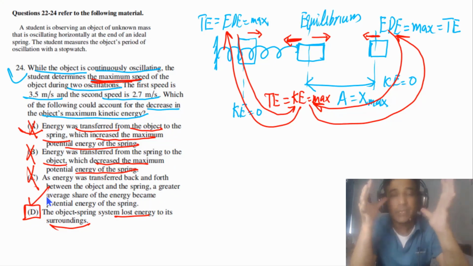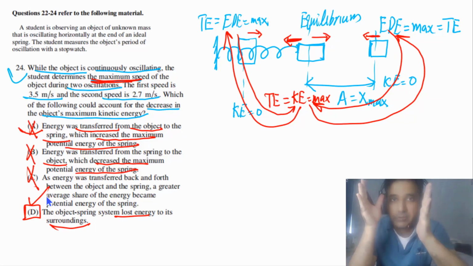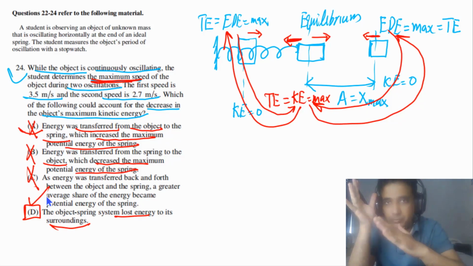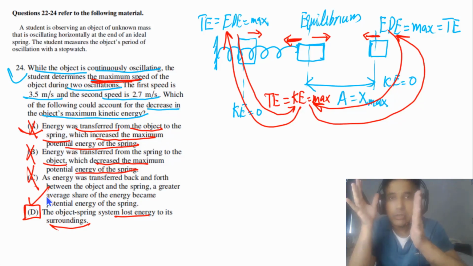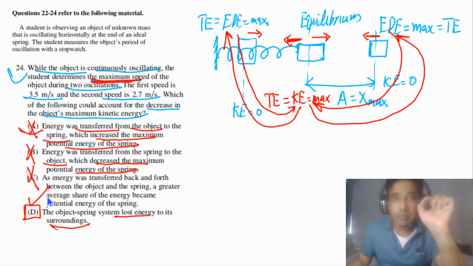So you need to understand how energy changes in a spring mass system. When the object is at equilibrium, it has only kinetic energy, and when it is at the extreme position, the spring mass system has only EPE because the mass is not moving. So all the energy has been converted into EPE, and vice versa is also true. So this is how you need to understand. And if the maximum speed is decreasing, it means there are resistive forces, meaning there is friction, there is air resistance. Due to those external resistive forces, the system is losing energy.